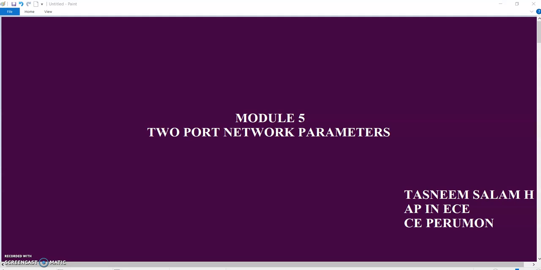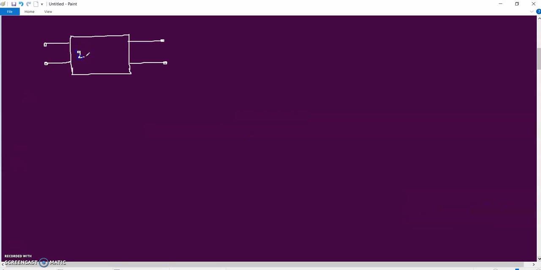In this session, I'll be dealing with the fifth module of network theory, two-port network parameters. This is a two-port network. It has two pairs of terminals, one at the input known as the input port and another at the output known as the output port.